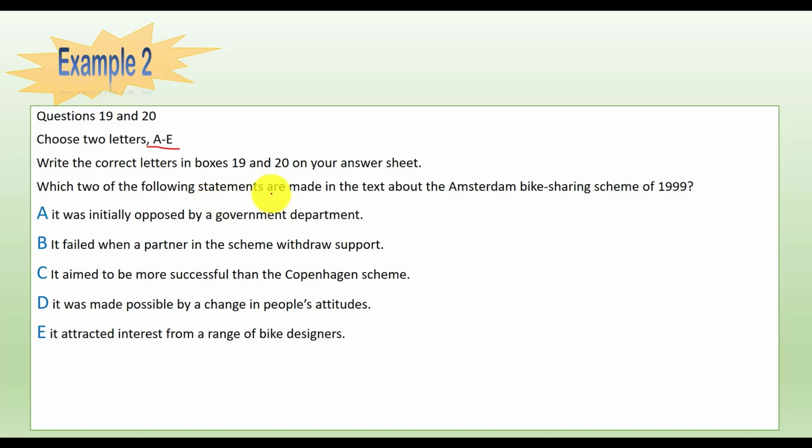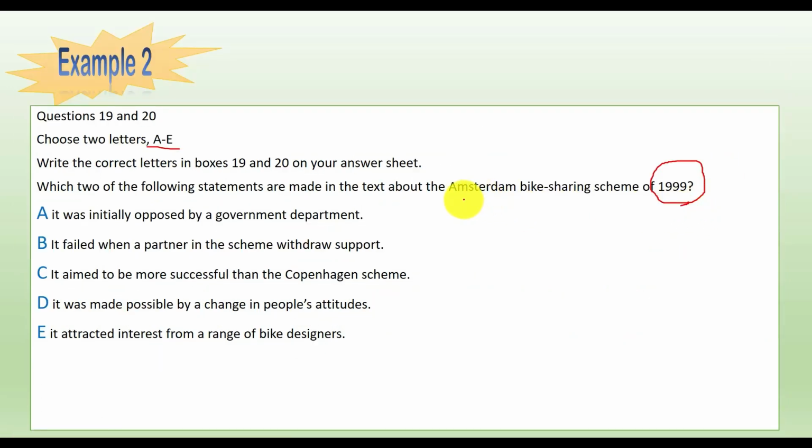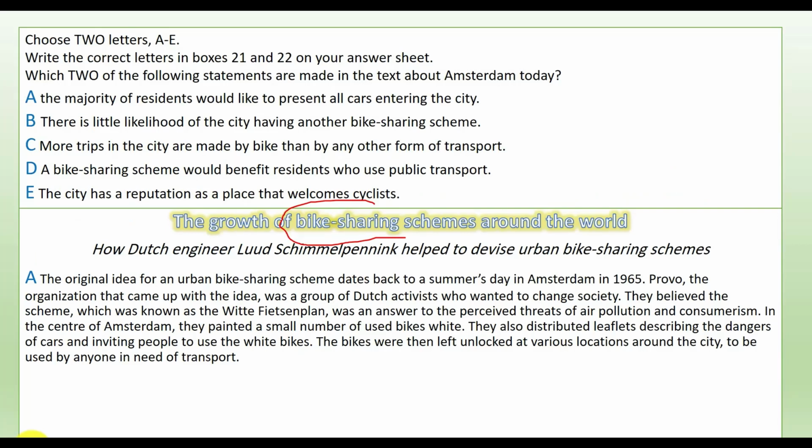Which of the following statements are made in the text about Amsterdam bike sharing scheme of 1999? We have 1999 and it's easy to scan and find 1999. Now let's just look at the title of the passage: the growth of bike sharing schemes around the world. It's about bike sharing. Now that's enough for us. We need to look for Amsterdam bike sharing scheme of 1999. The first thing we're going to do is just scan and look for the number 1999.